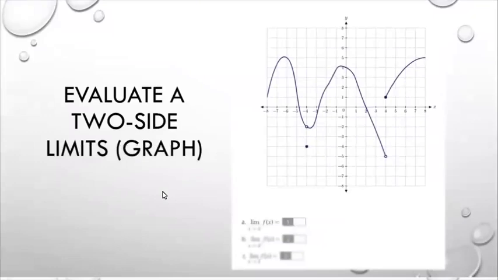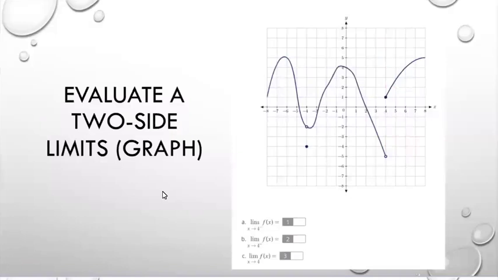Let's look at another example. Here we are approaching 4. So x equals 4 is just right here. We are talking about what happens when we approach 4 from the left and when we approach 4 from the right. So let's do A.